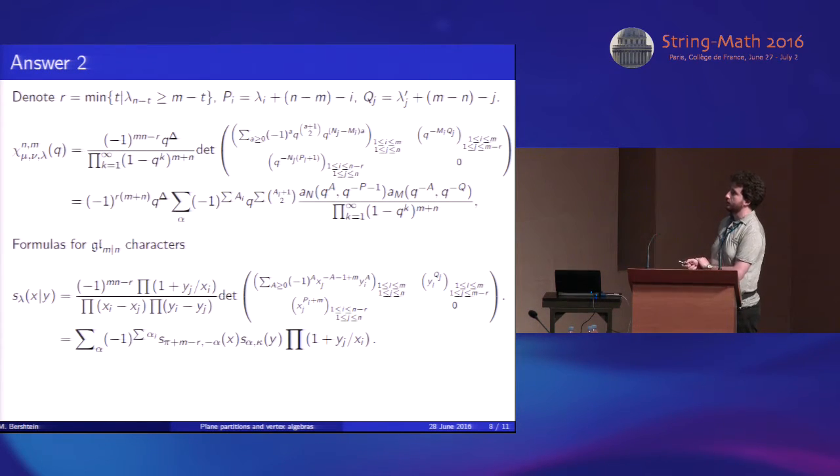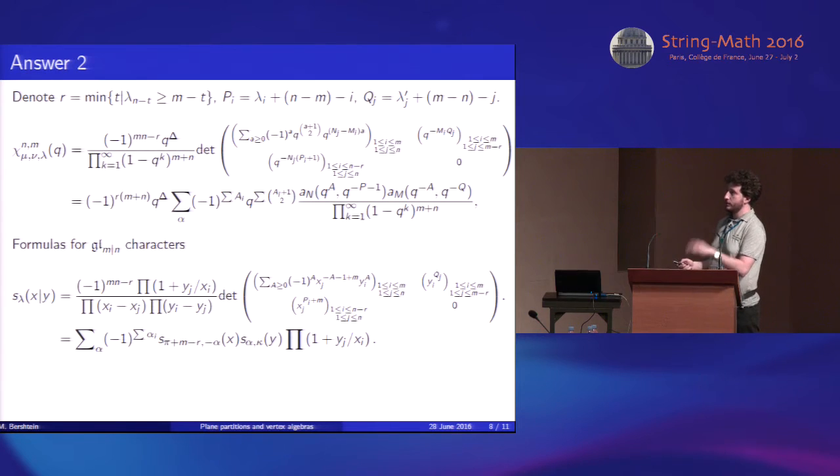How can I comment on it? Okay, I comment on a few details. So first of all, here I introduced one notation, r. r is an integer which labels the representation theory. The name of this number is the degree of atypicality of the representation corresponding to lambda. This integer measures the difficulty of the corresponding representation. This integer goes from 0 to the minimum of m and n.